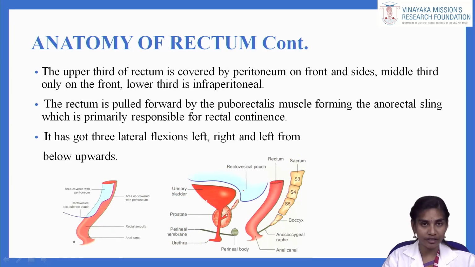The upper third of the rectum is covered by peritoneum on the front and sides, the middle third only on the front, and the lower third is infraperitoneal. The rectum is pulled forward by the puborectalis muscle, forming the anorectal sling, which is primarily responsible for rectal continence. It has three lateral flexions, left, right and left, from below upwards.